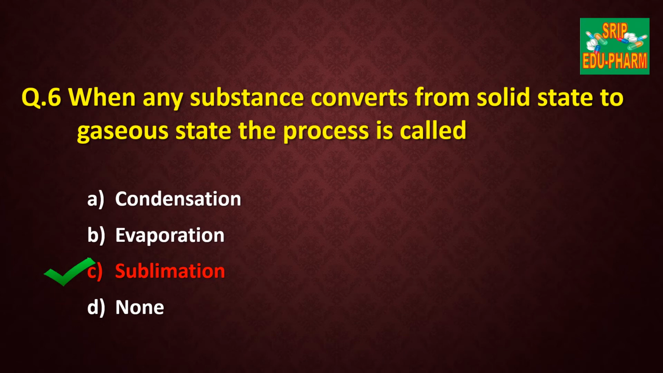Next question is, when any substance converts from solid state to gaseous state, the process is. Here three terms are given. First is condensation. Condensation means on cooling, the vapor state converts to liquid state. So this will not be the answer. Evaporation means on heating, liquid becomes vapor, or liquid state becomes gaseous state. So that is also not the answer. So the one left is sublimation. Yes, sublimation is the case when solid directly converts to gaseous state. For example, we see this in the case of camphor. So the answer will be sublimation.